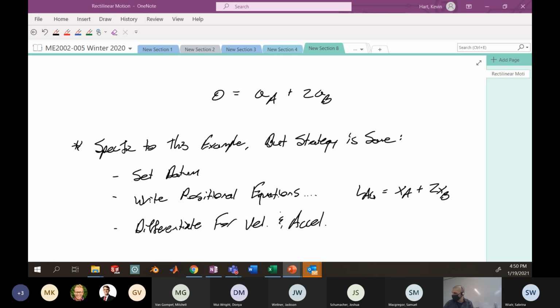So let's take a break here. Come back at 5 o'clock, so about 10 minutes from now, maybe a little less than that. I'm going to put up an example problem here. Let's see if you can write the position, velocity, and acceleration relationships for this particular example. So take a break, stretch the legs, come back and see if you can come up with positional relationships for this particular example here.